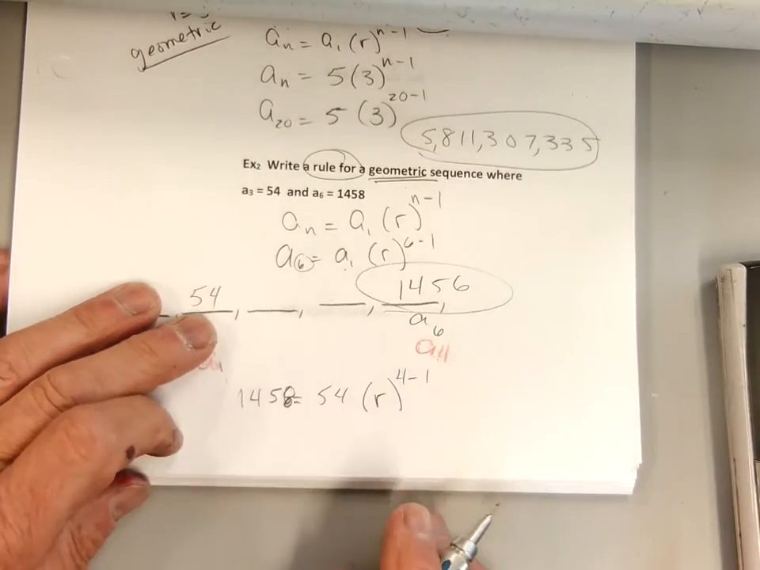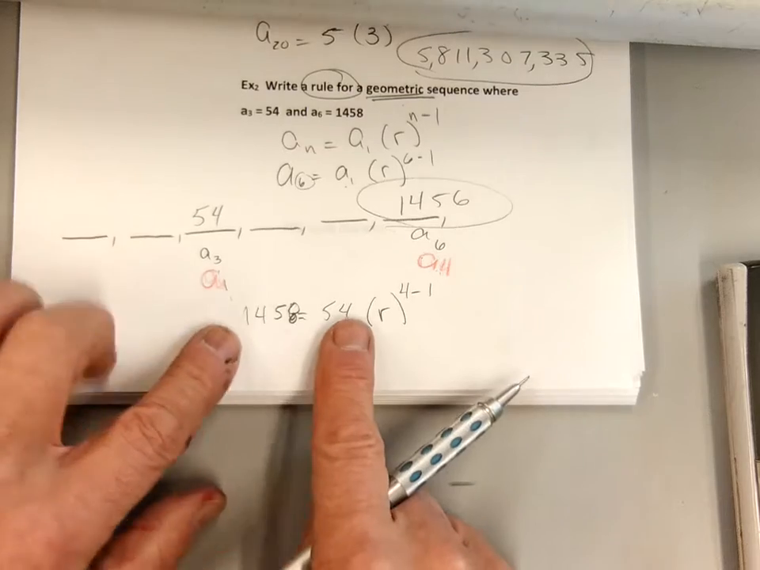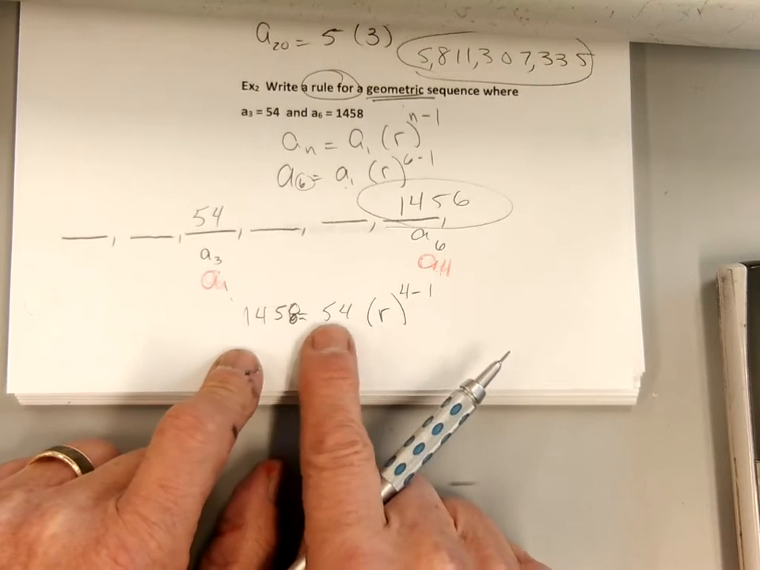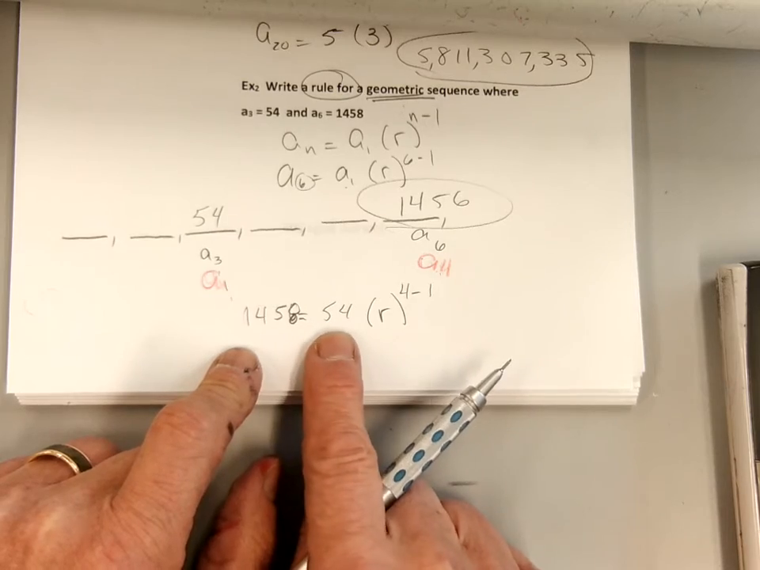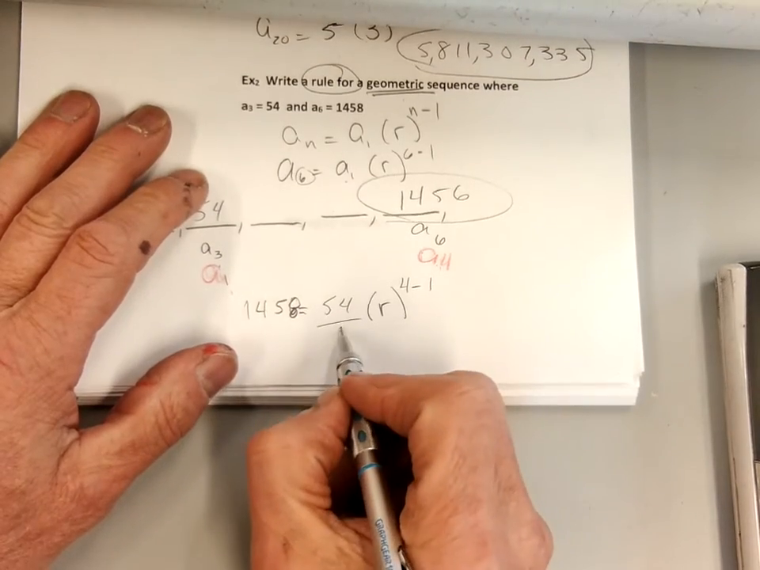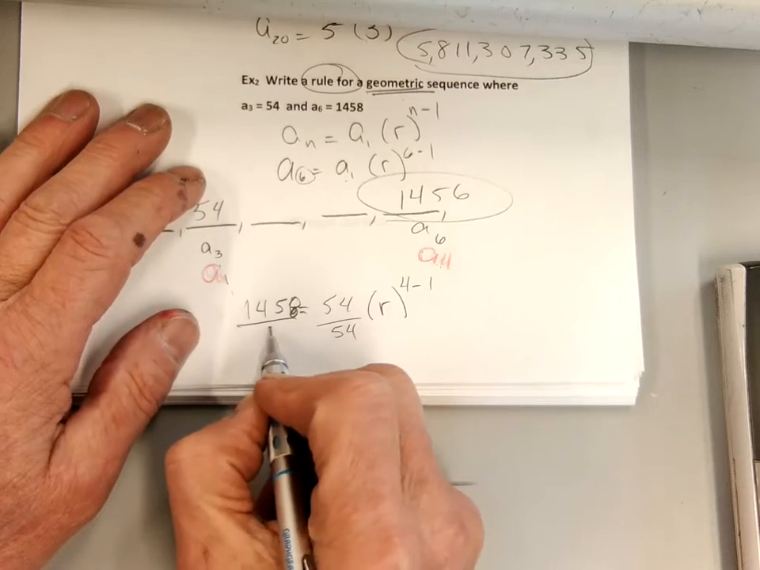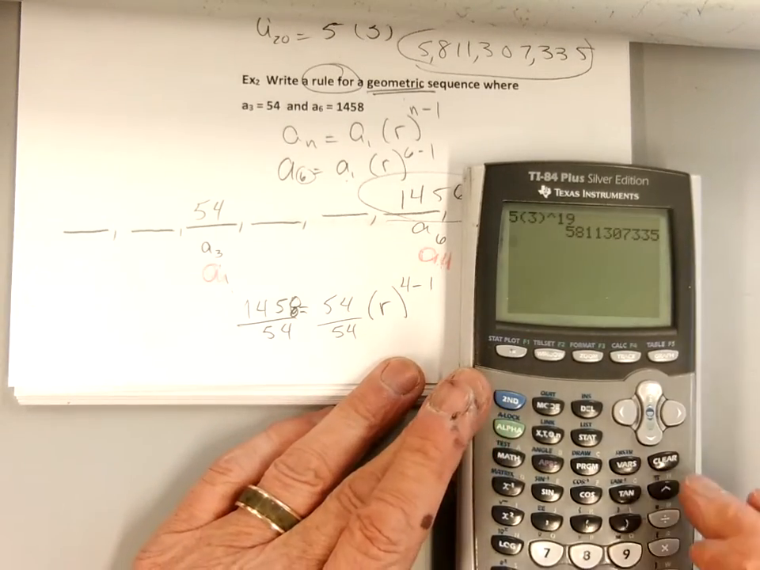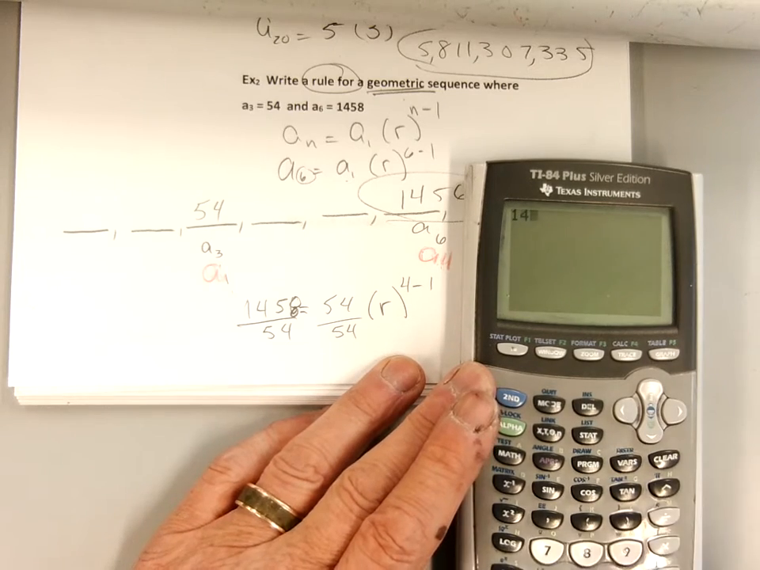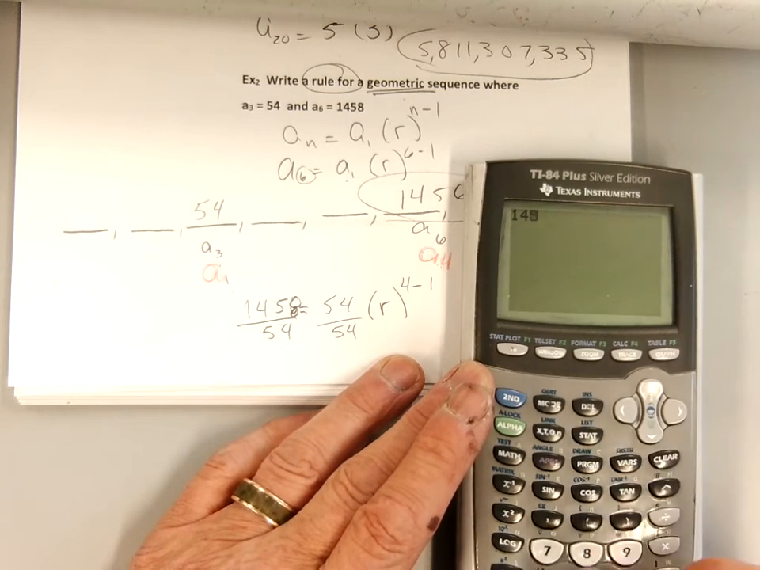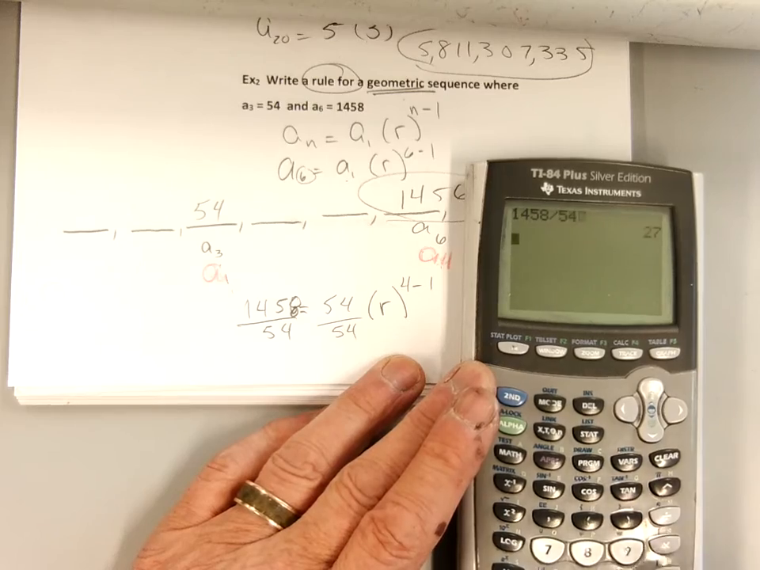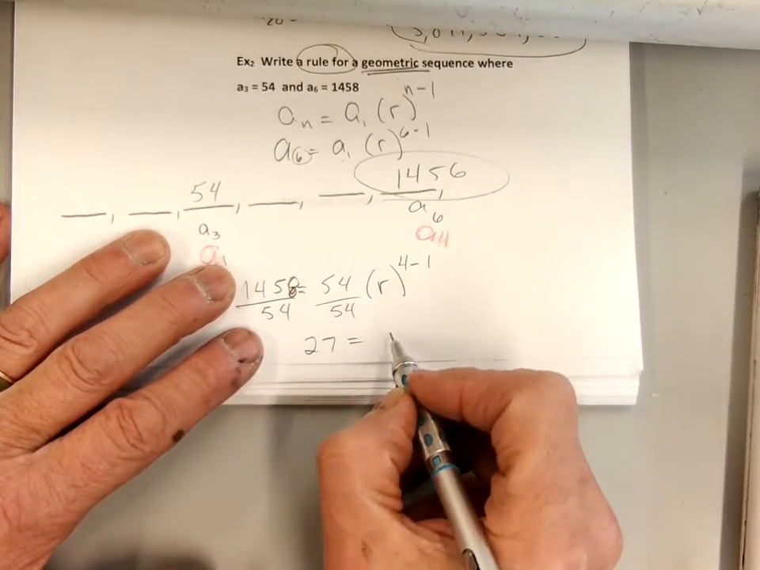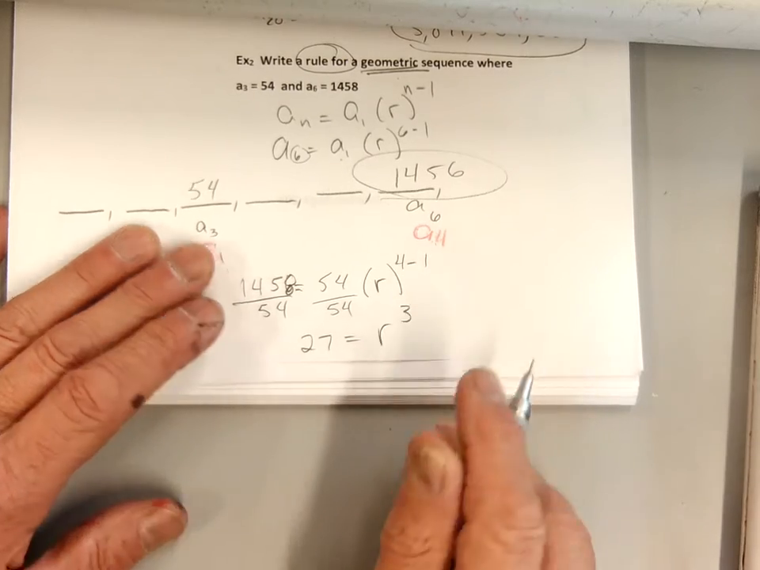All right, let's solve for R. Let's solve for R. What should I do? What am I going to do? Divide, yeah, I agree. Did you say divide? All right, what is that? Alonzo, thank you, because I could have had a bad answer. 58 divided by 54, I get 27. I got 27 equals R to the third power.